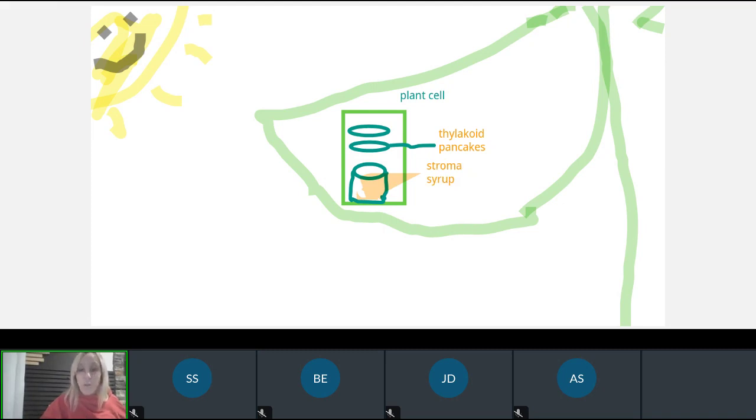All right, we have the stroma syrup, but this stroma is the magic. I mean, who likes pancakes without syrup? Sorry if you do.